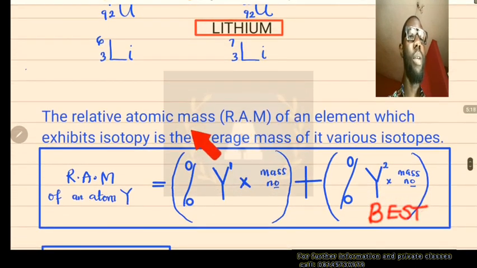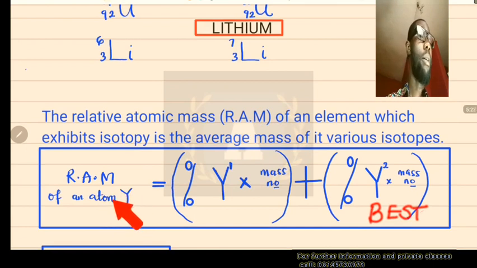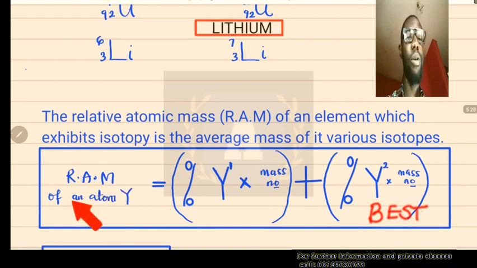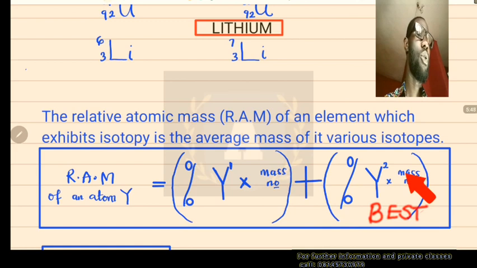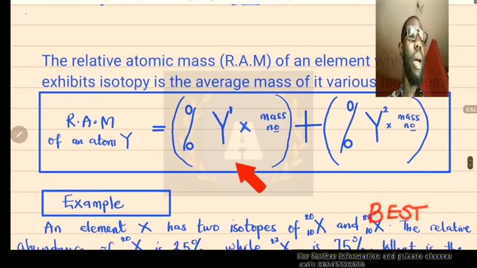To get the relative atomic mass that shows the relationship between R.A.M and isotopy: the R.A.M of an element, say Y, is the percentage abundance of Y multiplied by the mass number of Y, plus another percentage abundance of the same element Y multiplied by its mass. So the mass is very prominent. Now let's take a look at an example.